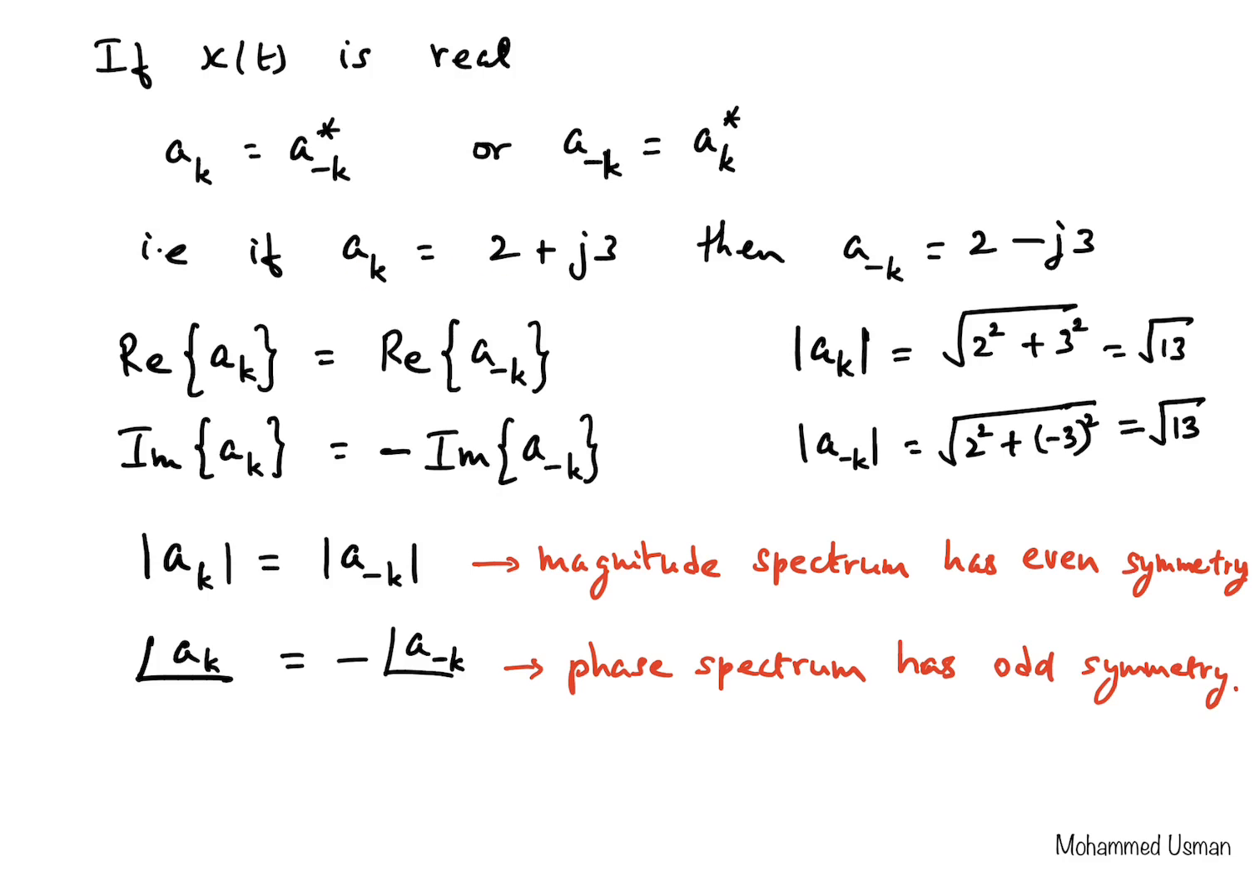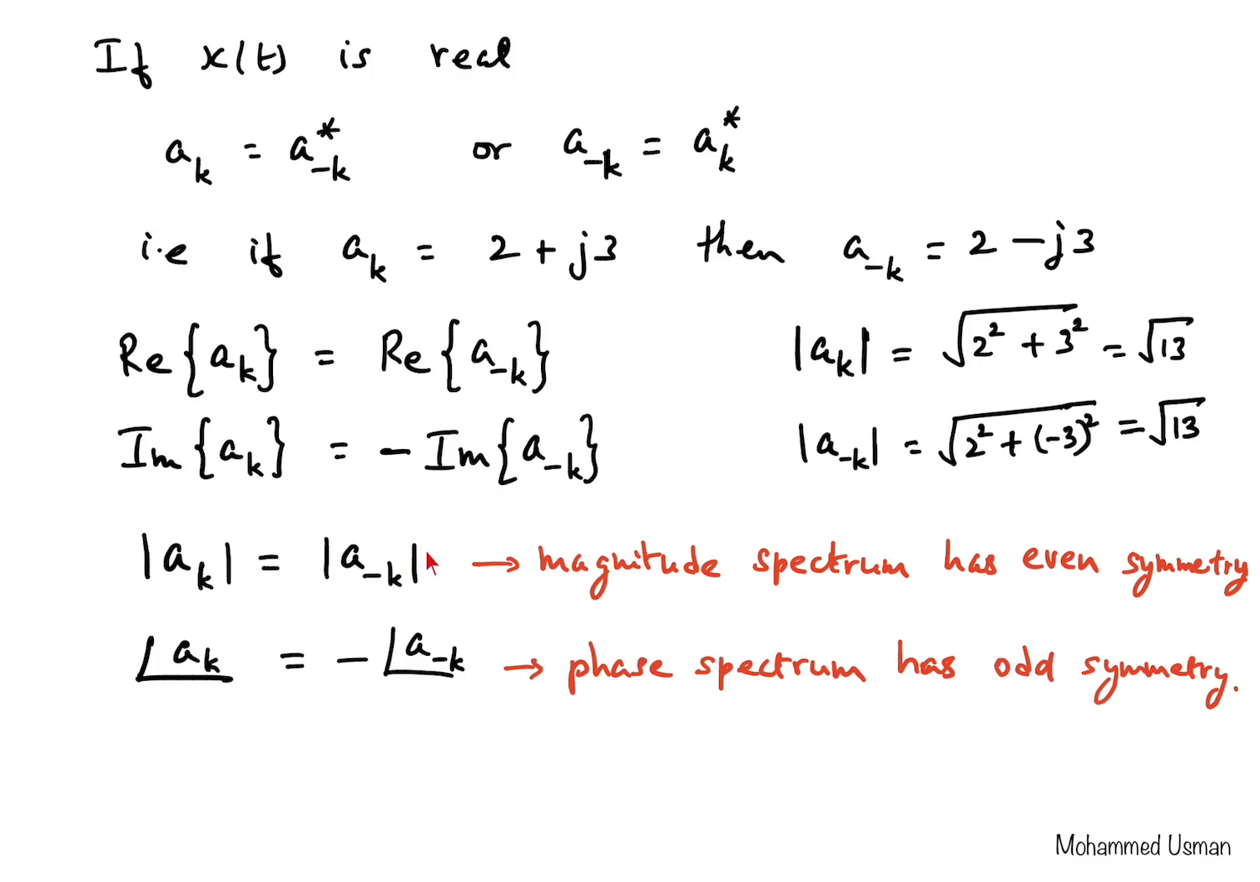And finally, the phase of AK, which is tan inverse of b by a when we have a complex number a plus jb, is tan inverse of 3 by 2, and here the angle is going to be tan inverse of minus 3 by 2. So we see that the phase of AK is the negative of the phase of A minus K. So what that means is that the magnitude spectrum of a real signal has even symmetry, and the phase spectrum of a real signal has odd symmetry.